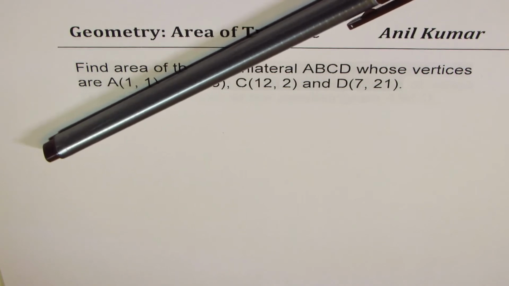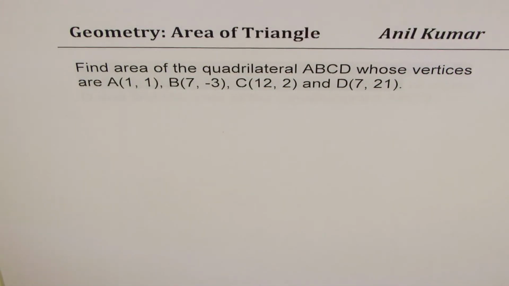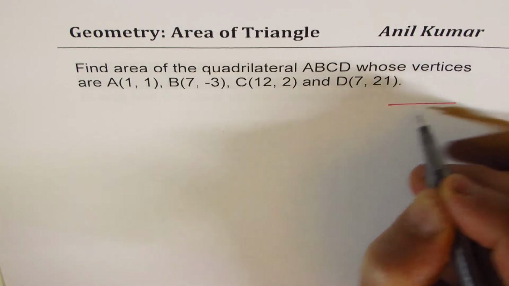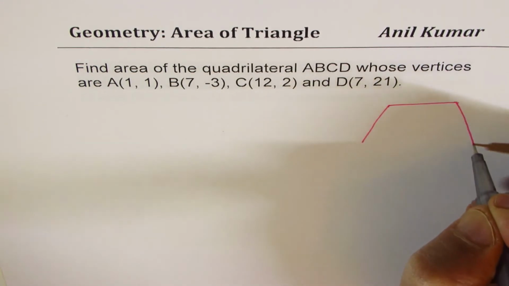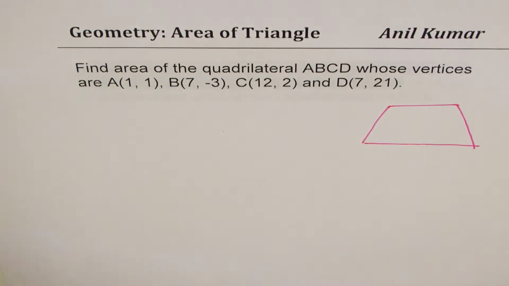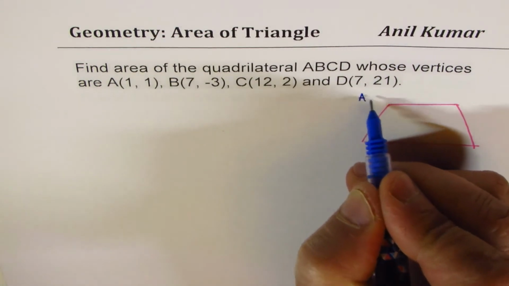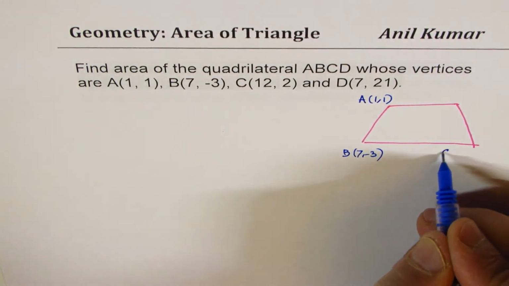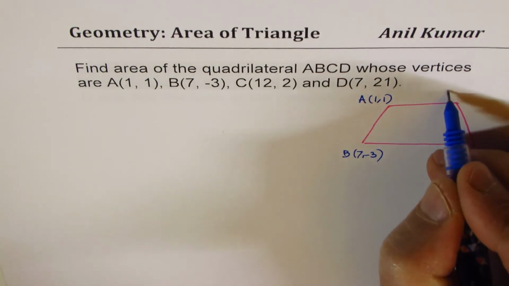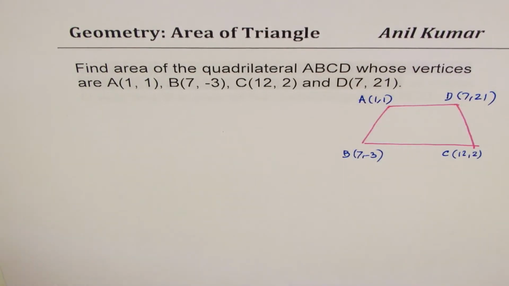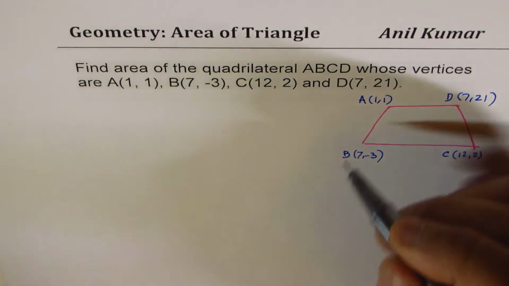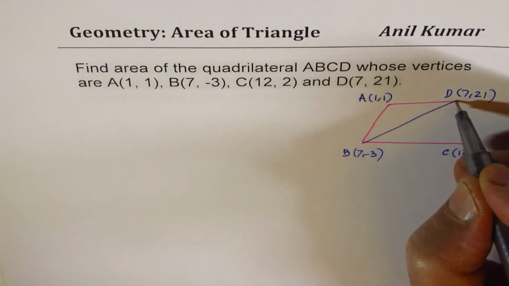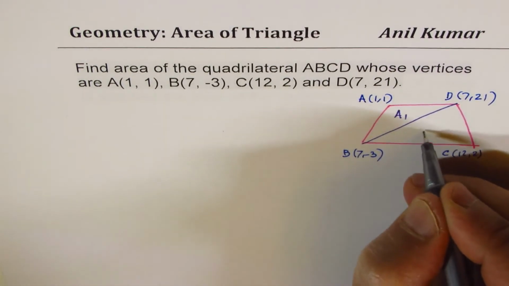We have the next question as the area of quadrilateral ABCD whose vertices are given to us. So you just have to do some calculations here. I'll leave that for you. Okay, so we have a quadrilateral here. So let me just make one. A is (1, 1), B is (7, -3), C is (12, 2), and D is (7, 21). So the idea here is to divide it into two triangles. That's the concept. Is it okay? So add these two areas, area 1 and area 2.